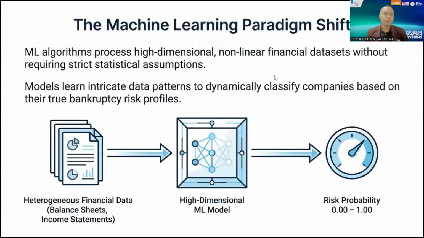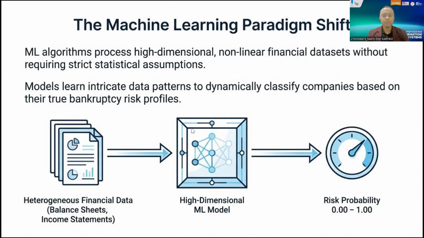So to address this problem, machine learning can shift this paradigm from traditional statistics to machine learning. Machine learning algorithms process high-dimensional and non-linear financial datasets without requiring strict statistical assumptions like the normal distribution. And then the models in machine learning can learn intricate data patterns to dynamically classify companies based on their true bankruptcy risk profile.